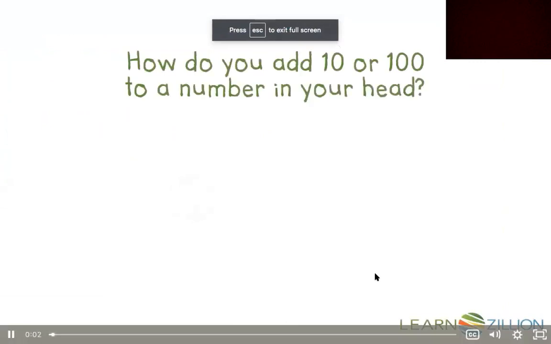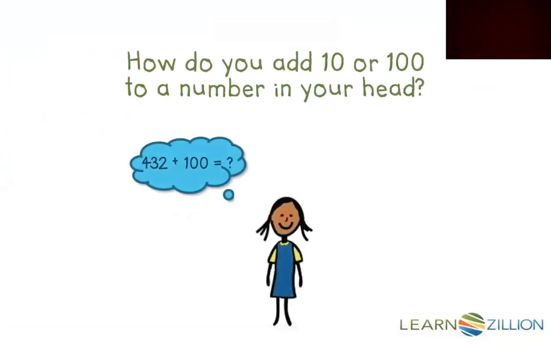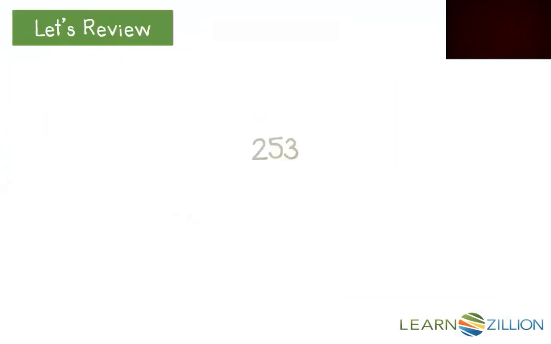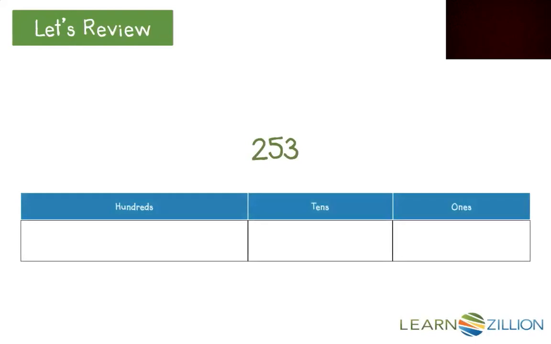How do you add 10 or 100 to a number in your head? Lily wants to find the answer to 432 plus 100. In this lesson, you will learn to mentally add 10 or 100 to a number by visualizing base 10 blocks. So let's review first. Remember that a three-digit number is made up of hundreds, tens, and ones. So for this number 253, there are two hundreds, five tens, and three ones.